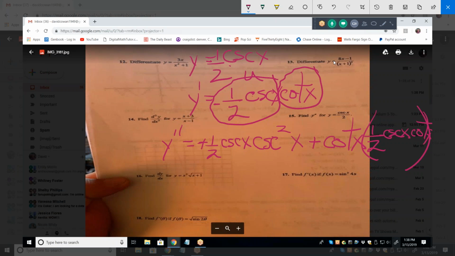Whoops, ran out of room. Which happens a lot. I don't know why I haven't forced myself to start on the far left. Can't do it.